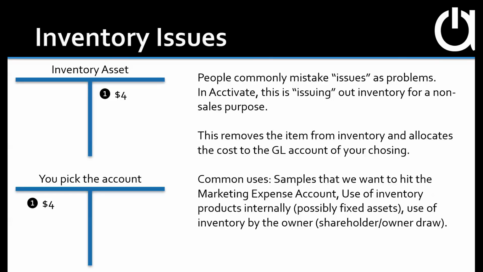I've seen this where I have a client that manufactures lighting. They'll redo the showroom. It becomes a fixed asset. So they'll issue it out to fixed assets. Owner takes something home, we want to take it out, go to shareholders draw. Marketing asks for items, but I want to take them out of my inventory, but I don't want them to hit my sales or COGS, because that's going to throw those numbers out. I want it to go to the correct expense account. So inventory issues are a way of removing items from inventory for another purpose that falls into a different GL account than would be traditional.